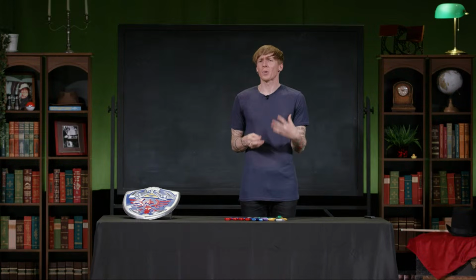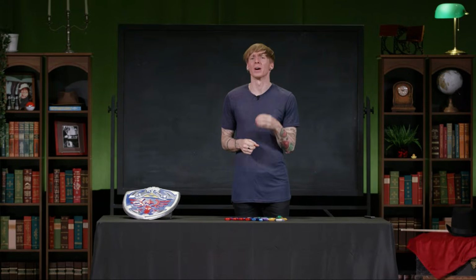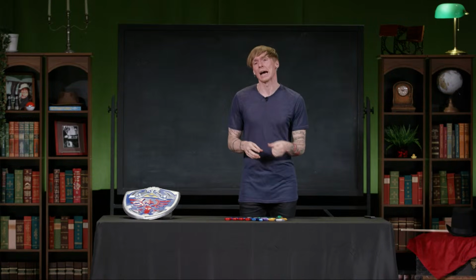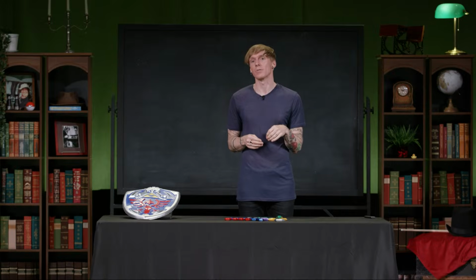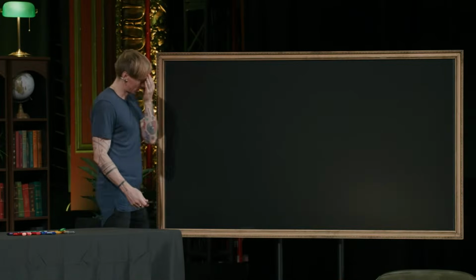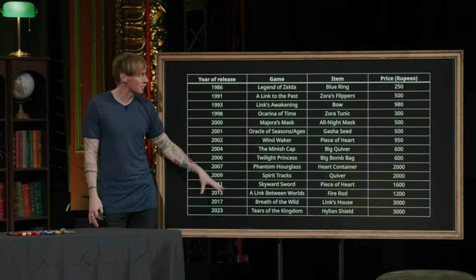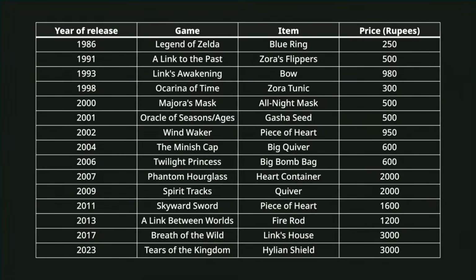So it appears we have quite a lot of evidence that the value of the rupee is in decline. Rupees just do not go as far as they used to. But really, we'd like to quantify this, and we can do so by measuring the rate of inflation in the Kingdom of Hyrule. And that's going to require an exponential function. So let's move over to the screen. So in this table, we have listed all of the Zelda games and all of the most expensive items from each of those games.